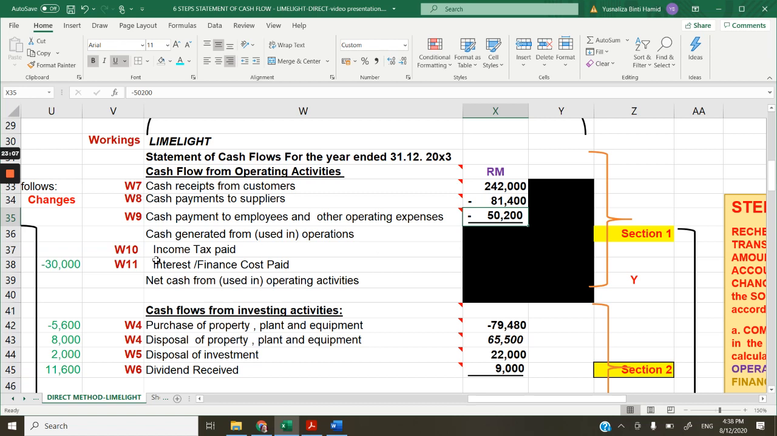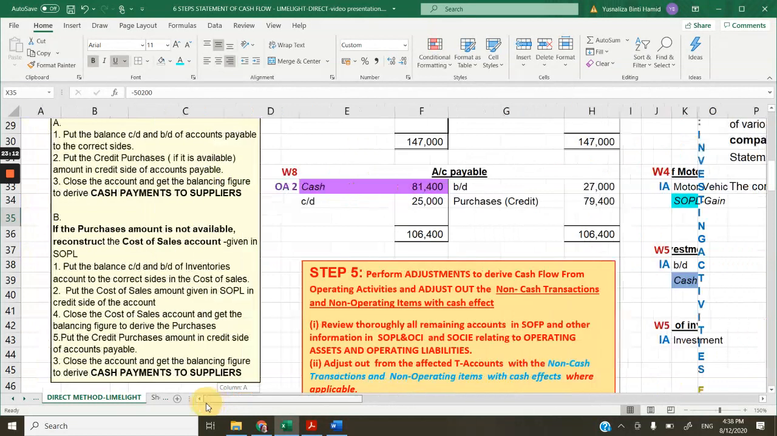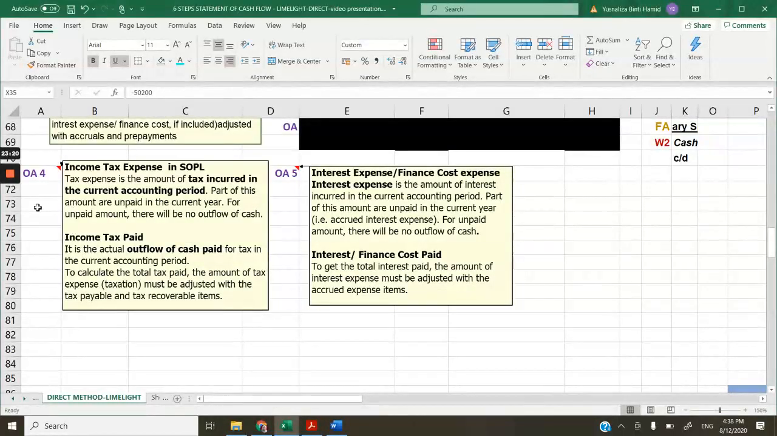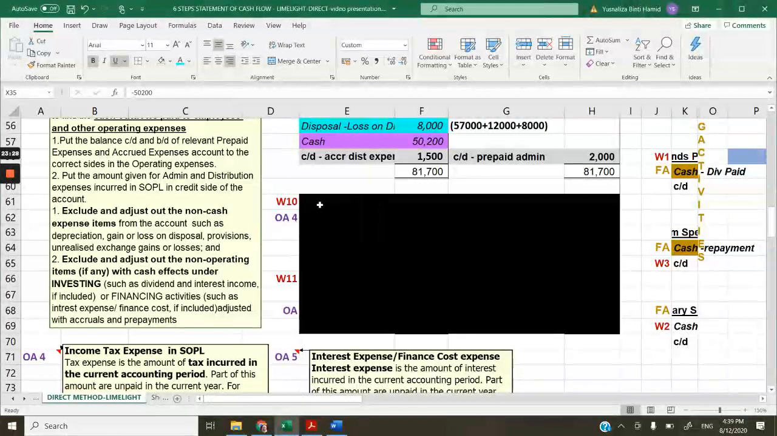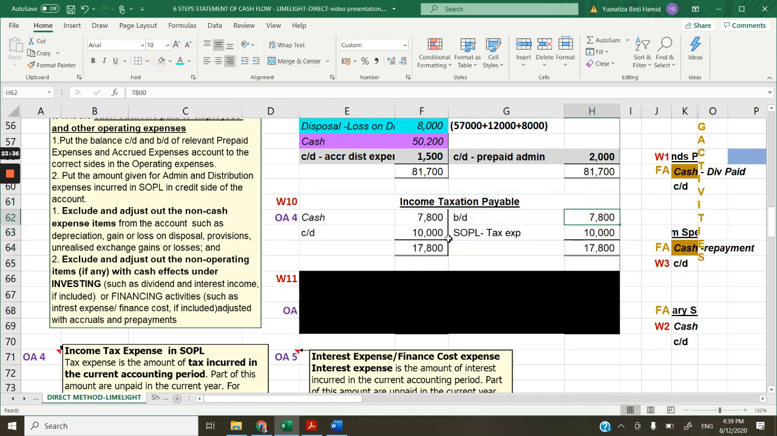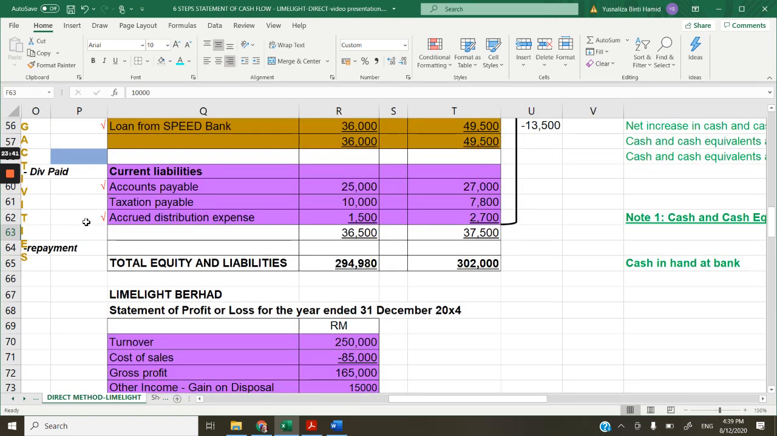The next two items that you need to work out are simple items, which is your income tax. It can either be from deferred tax, but today we're not covering deferred tax. This one is looking at the operating activities, which is income tax expense. So we need to look at the income tax expense, and because we want to find how much is our income tax paid, to do that, put the balance of the tax payable account given in your SOFP. This one, right? The last item that we did.